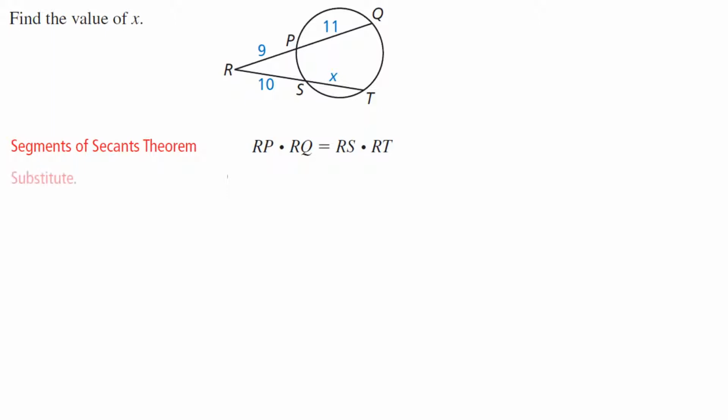Of course, RP is 9. From R to Q, it's 9 plus 11. RS, of course, is just 10. But from R to T, I've got to take the 10 and add it to the X. Notice it doesn't matter which way I do the adding. I can do 11 plus 9 or 9 plus 11. Or I could have done 10 plus X instead of X plus 10. Right, it's also the external segment multiplied by the entire segment.